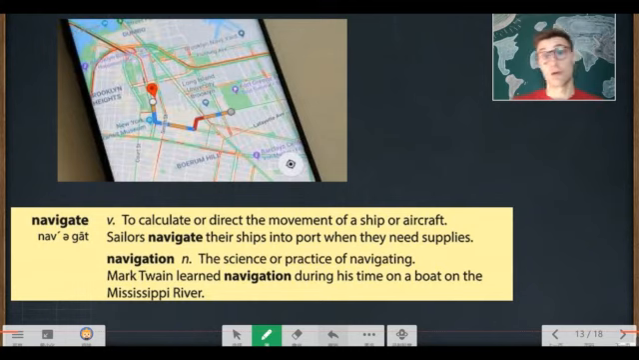Turn left, turn right, straight ahead. Second traffic light right. You navigate. Sailors navigate their ships into port when they need supplies. Navigate. Navigation is a noun, so it's a different form of the word. Navigation is the name of the science or practice of navigating.